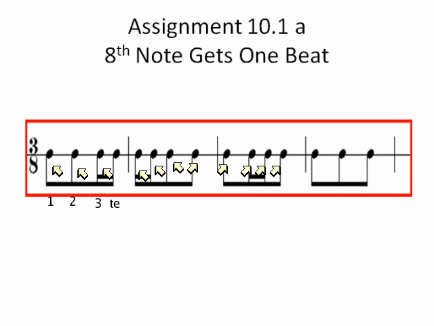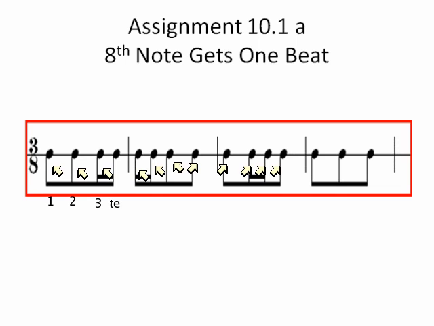Third 8th note is beat number 3. So the third measure is 1, 2, te, 3. And then easy as pie, the last measure are 3 8th notes. So that's just going to be counted 1, 2, 3. Now, you notice that these are all beamed across. You see the beams there.